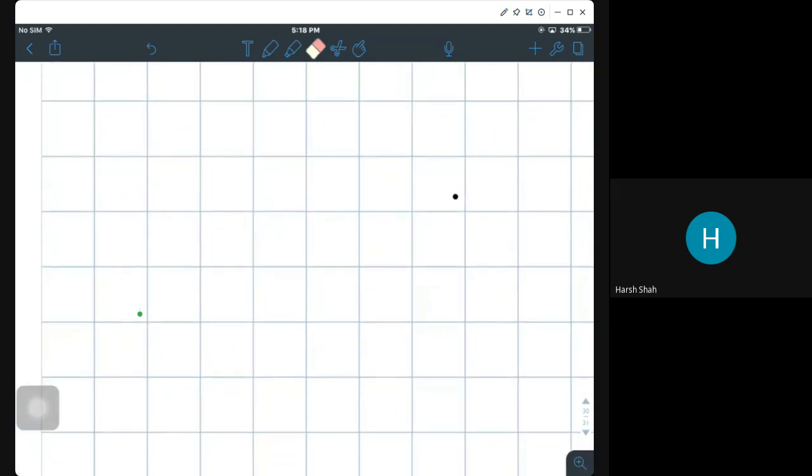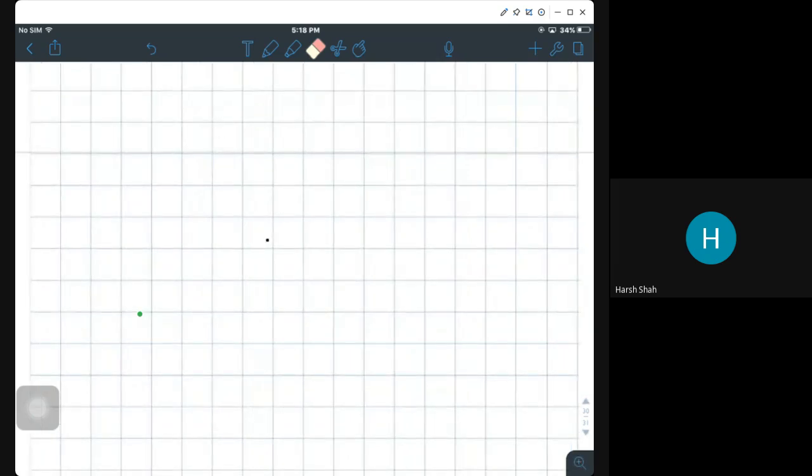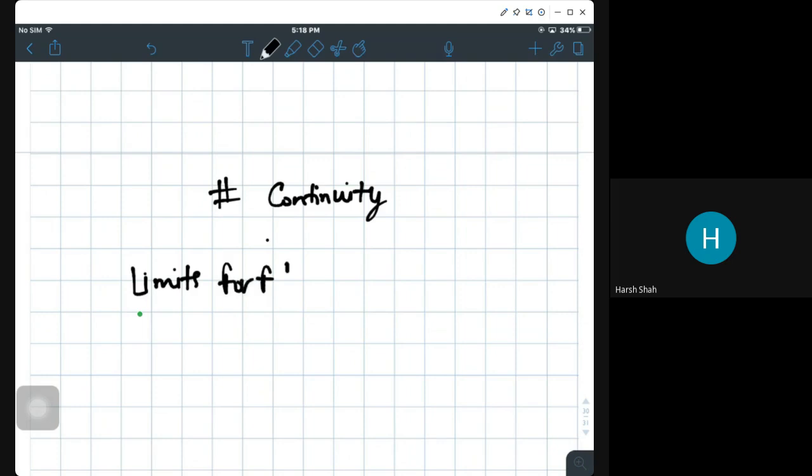I hope this limits is clear as such. Then we have continuity. This is built up on top of limits. When you have a limit for a function, if the limits exist, then we check for continuity. Continuity says that f of x is equal to the limit at x.